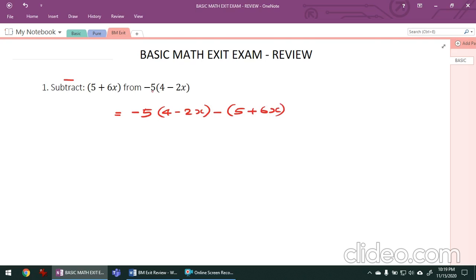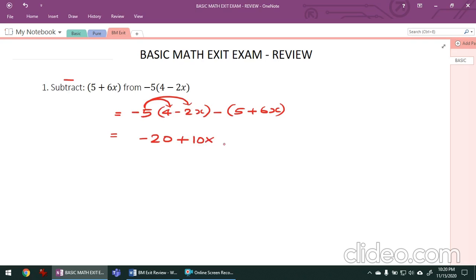So you should write this one first, then this one. And here you have to put minus because this is subtract. Equal to, now open this bracket. Minus 5 into 4 minus 20. Minus into minus, it will become plus. 5 into 2, it will become 10x. Okay, minus 5 into minus 2 plus 10.